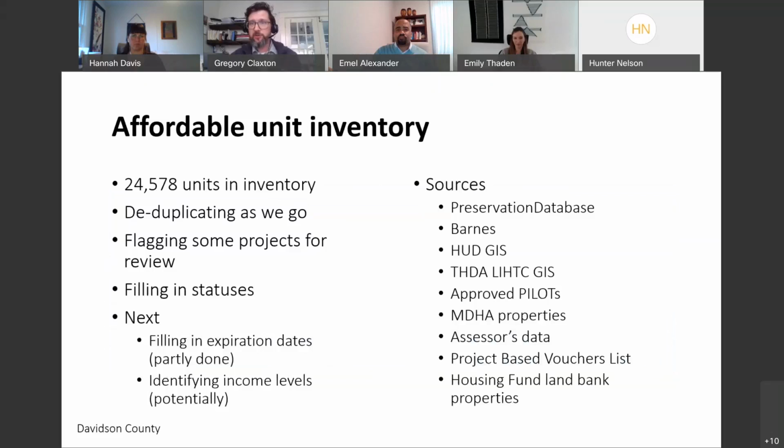The next thing I want to do is a quick update on the affordable unit inventory. We're combining a bunch of different data sets of affordable or income restricted housing throughout the county, trying to get it all into one consistent database and deduplicating. We've made pretty good progress on the deduplication. Now we're trying to fill in some expiration dates and continuing to flag some things as needing a closer look as we go. In all, we have about 24,500 units in this inventory.